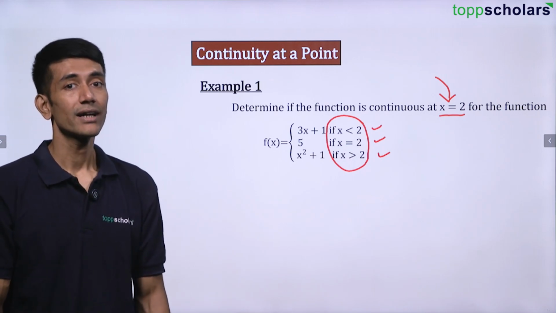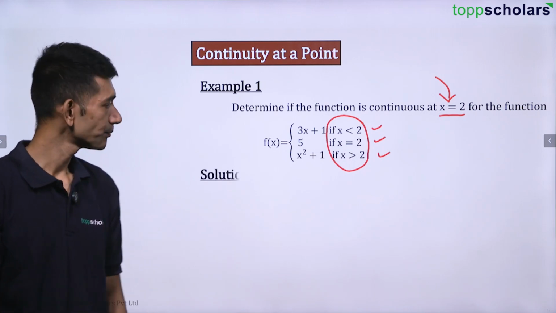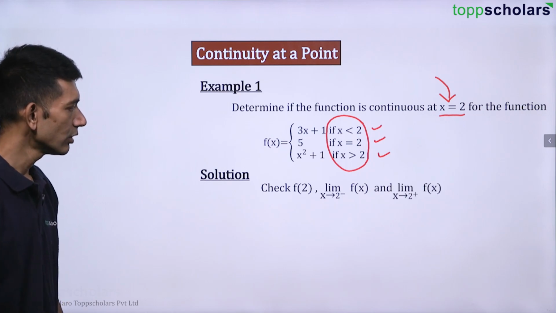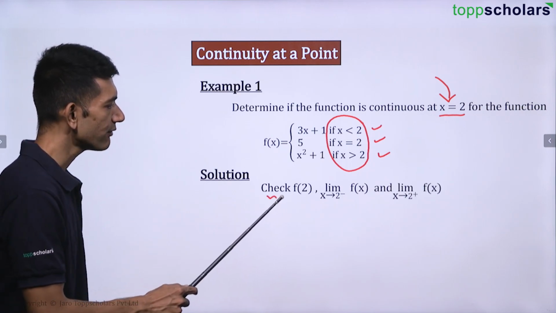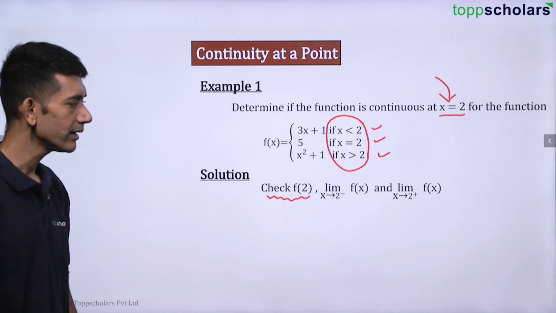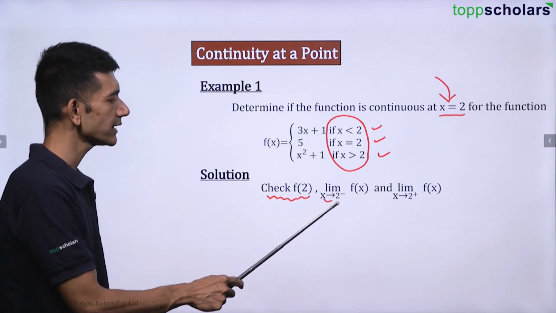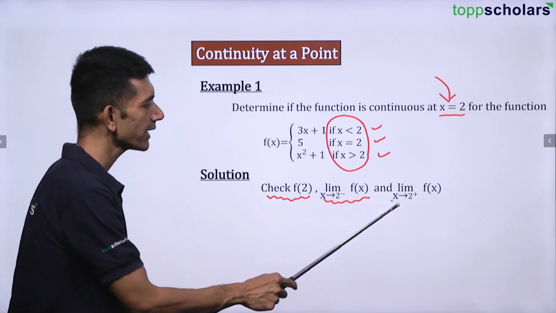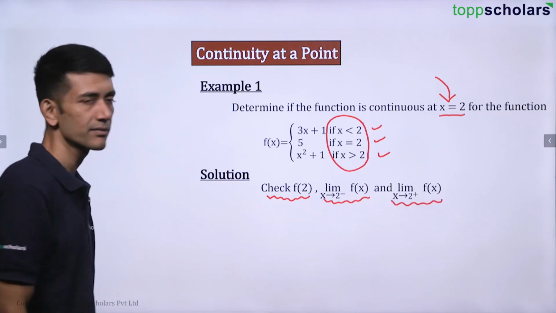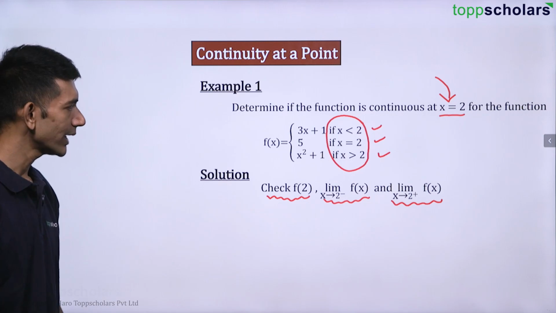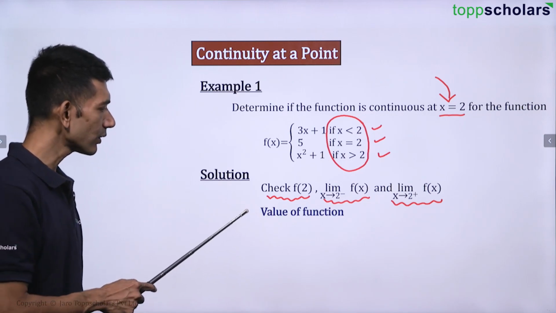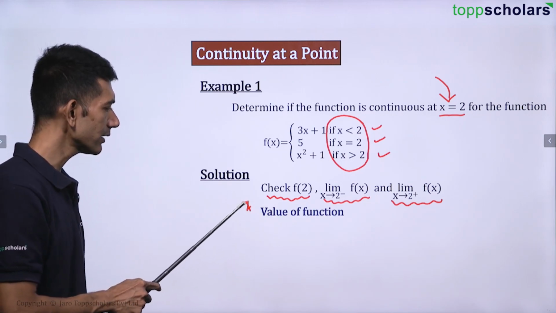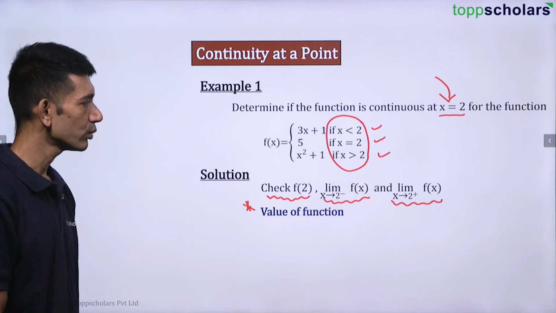So if you recall all the conditions, they must be satisfied. So we'll first check f(2), right? Then we will find out the limit as x tends to 2 minus of f(x). Then we will find out the limit as x tends to 2 plus of f(x). Correct? Let us do that. So firstly, we will find out the value of the function, isn't it? The value of the function, that is f(2).